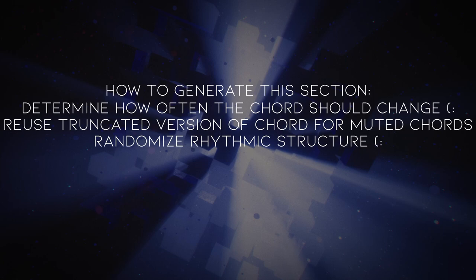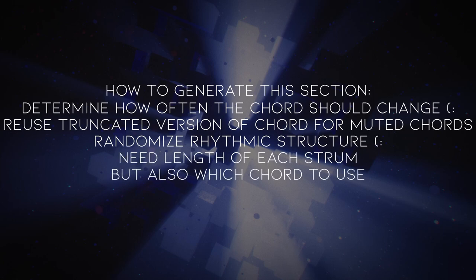So we need 2 bits of information for every strum of the chord. The length of that strum, and whether or not it should be the full open 4-note chords or the truncated muted version of that chord. Which is really simple, we just randomize it. I generate the pattern with these bits of information that loops a couple of times, so it sounds like it has a structure. And for every piece of this pattern, it randomizes whether it should be the full 4-note chord or the muted version, and also its length.